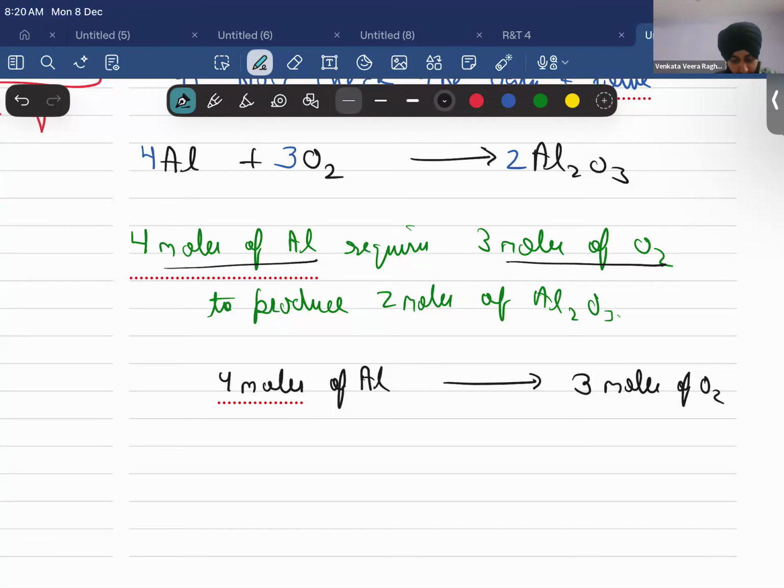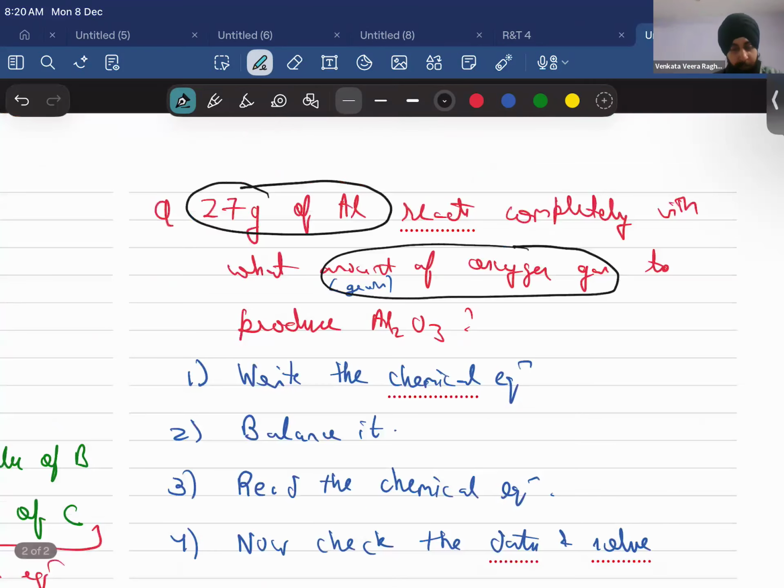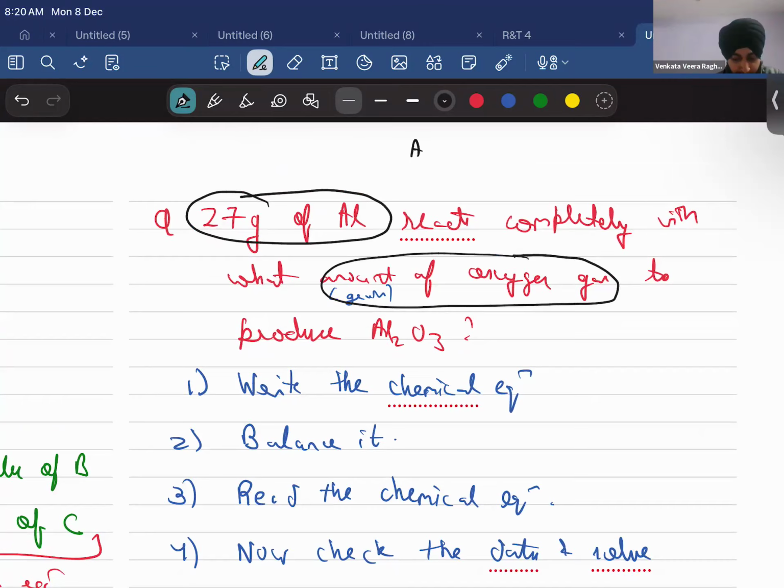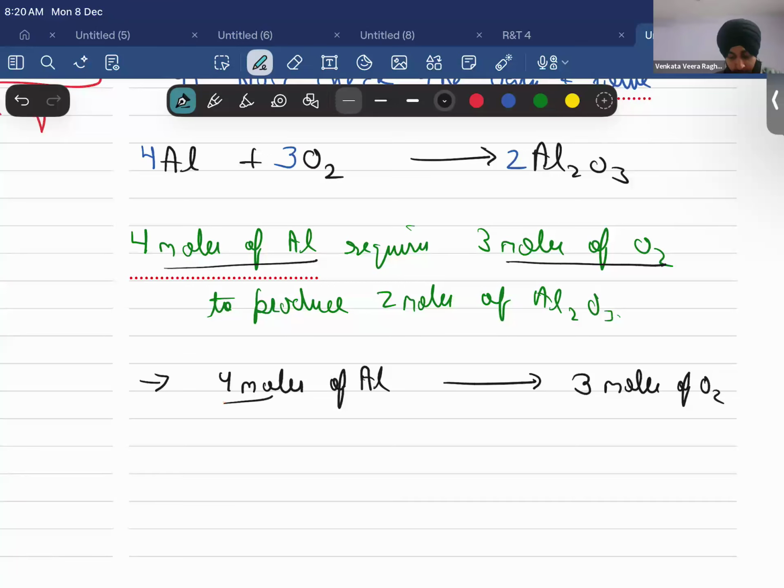Now, how many moles of aluminium are actually given to you? That is what the question says. We are given 27 gram of aluminium, and aluminium has the mass number of 27 as well. That means how many moles are given to you? It's just 1 mole. So if 4 moles requires 3 moles of O2, then 1 mole will be requiring how much O2? It will be nothing but 3 by 4 mole of O2.